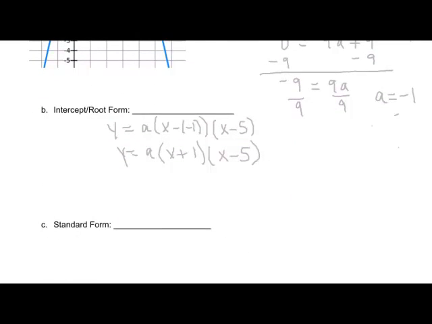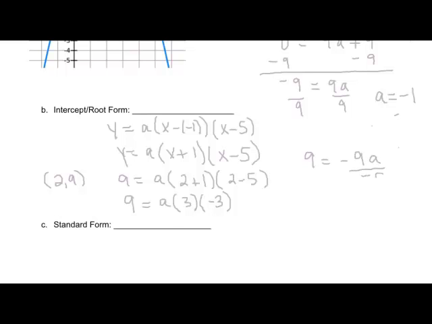We could use any of these points on the graph and plug those in to get our a value. So just for something different, I'm going to use our vertex, which is (2, 9). So I'm going to plug in 9 for my y value. So 9 equals a times x is 2, so 2 plus 1 times 2 minus 5. So I get 9 equals a times 3 times negative 3. So I have 9 equals negative 9a. If I divide by negative 9, I get negative 1. So again, you see that a is the same.